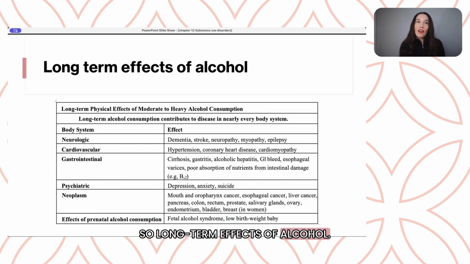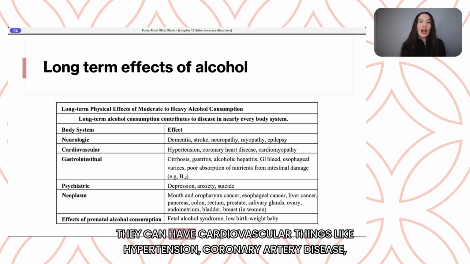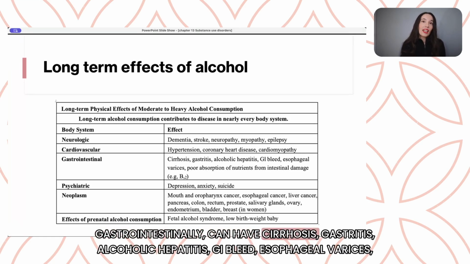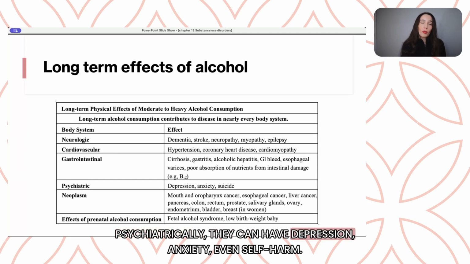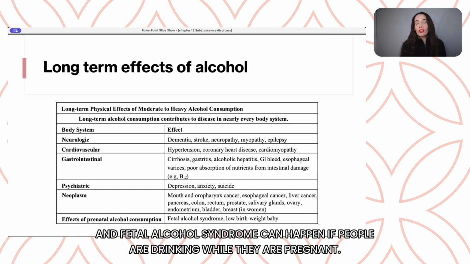So, long-term effects of alcohol. Neurological can lead to dementia, stroke, neuropathy, myopathy, epilepsy. They can have cardiovascular things like hypertension, coronary artery disease, cardiomyopathy. Gastrointestinally, they can have cirrhosis, gastritis, alcoholic hepatitis, GI bleed, esophageal varices, poor absorption of nutrients. Psychiatrically, they can have depression, anxiety, even self-harm. Neoplasms, a bunch of different ones there, and fetal alcohol syndrome can happen if people are drinking while they are pregnant.